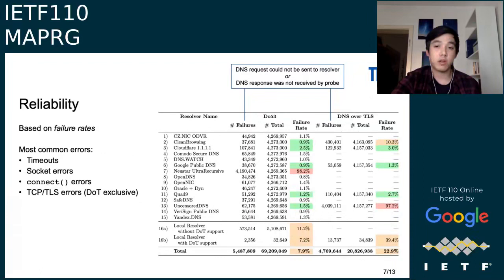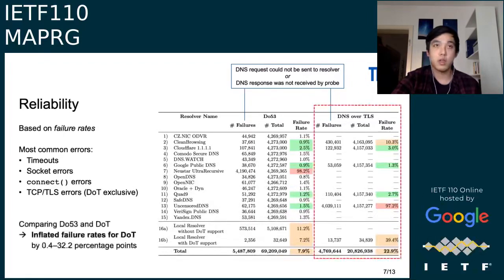So when comparing the failure rates for both protocols, especially for the resolvers that offer and support both protocols, you can see that DOT has higher failure rates. So there is some inflation regarding the failure rates, which range from just about 0.5 percentage point for Google and Cloudflare over to a few percentage points with Quad9 and CleanBrowsing. And then lastly, with more than 30 percentage points for the local resolvers.